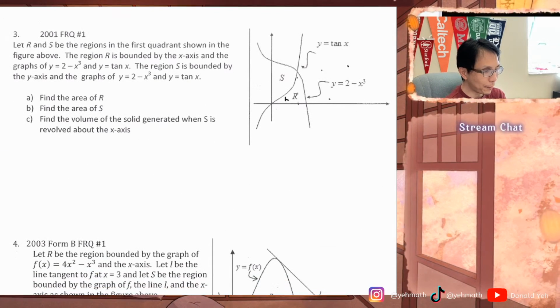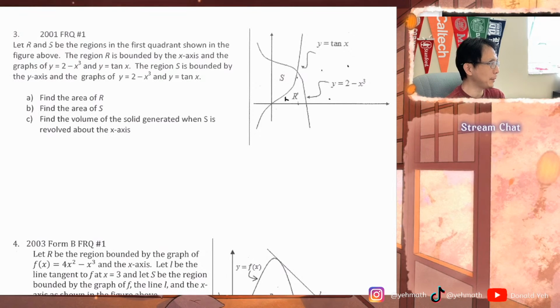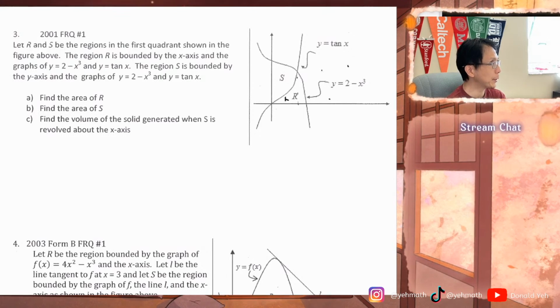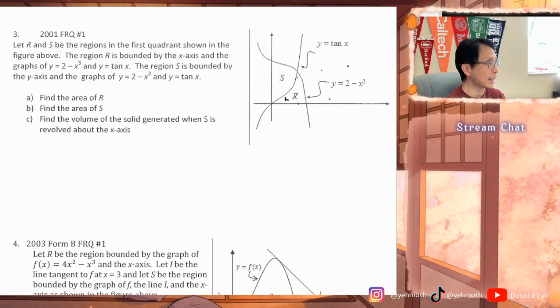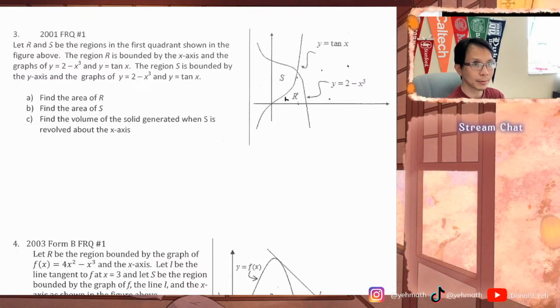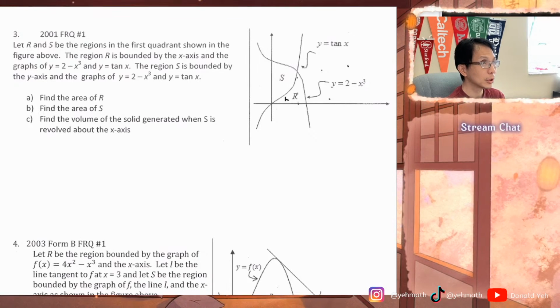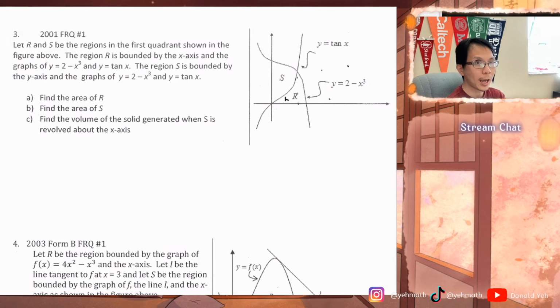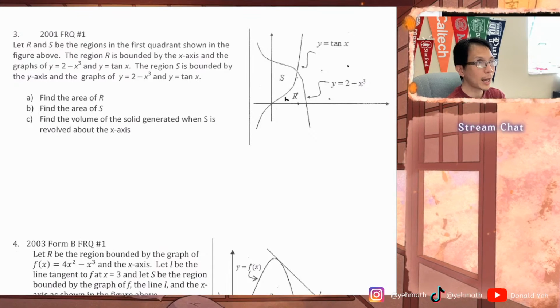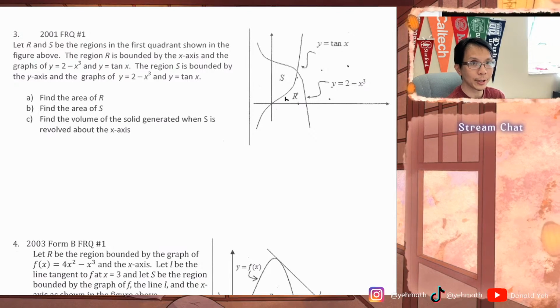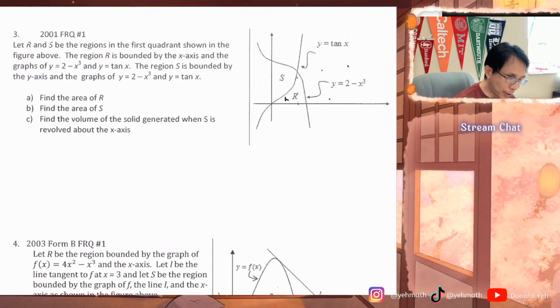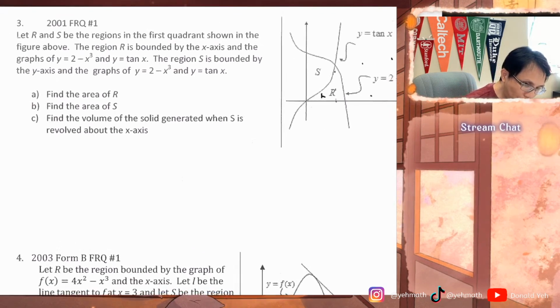Find the area of R. This one's kind of interesting. There were two ways to do it. Which way do you prefer, in the X direction or the Y direction? You prefer X? X is harder. Yep, X is harder. So I'm going to show you why X is harder.